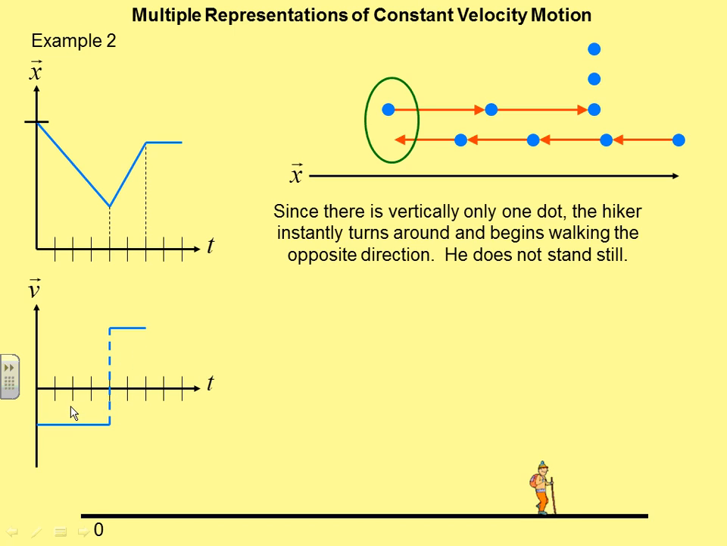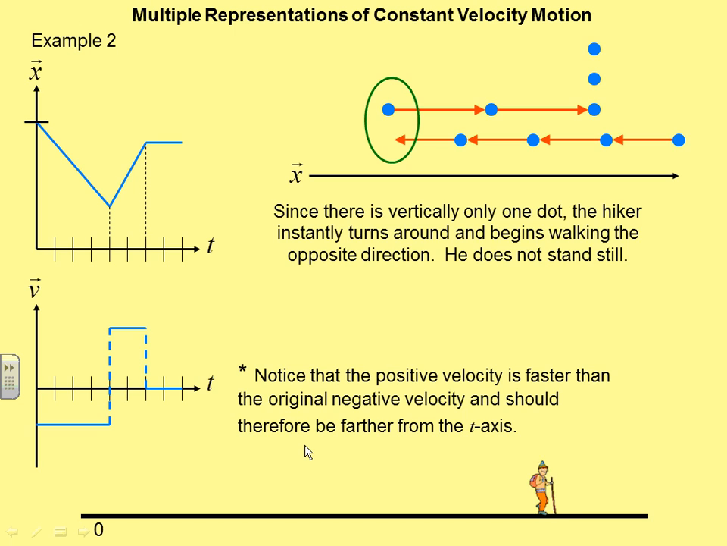And even though we're not using numbers here, there's a lot we can really put into these graphs. And then he stops for 2 seconds. Again here, notice the positive velocity is faster than the original negative. So this is further away than this. But this area is smaller than this one because he doesn't actually get back to where he started.